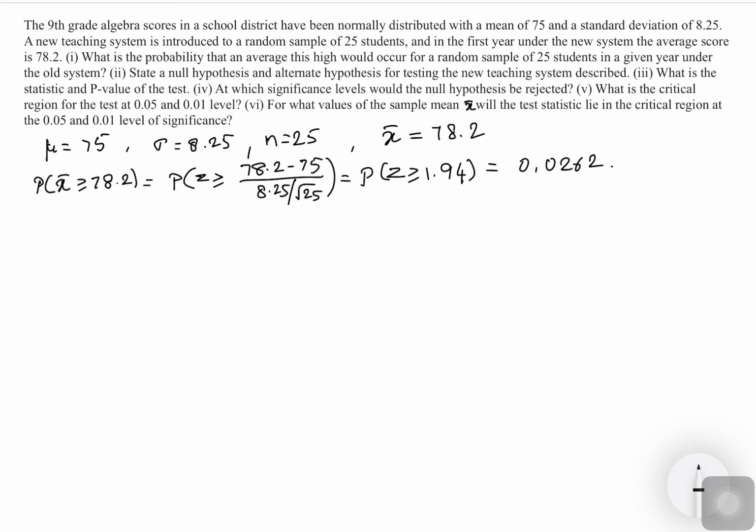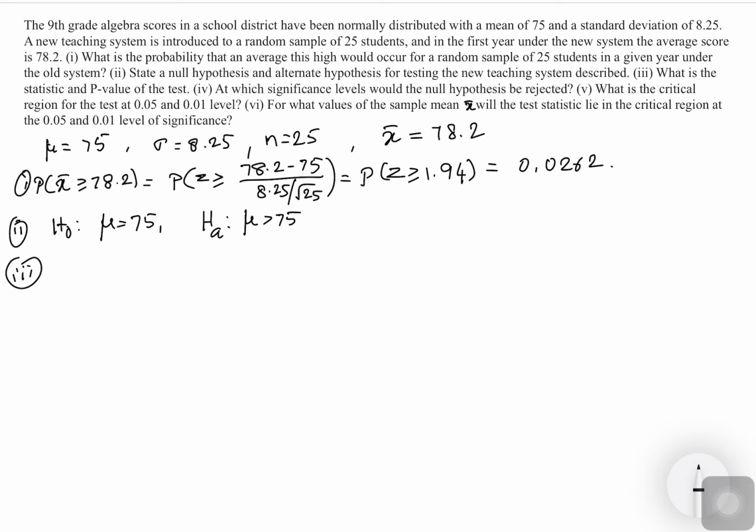And in the second case, they are asking you to state a null hypothesis and alternate hypothesis for testing the new teaching system described. So the null hypothesis would be the population mean is equal to 75. And here the alternate hypothesis will be, so we are expecting anything greater than the usual mean. So mu will be greater than 75. So these are the null hypothesis and the alternate hypothesis.